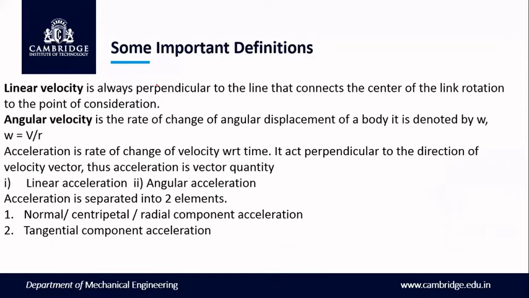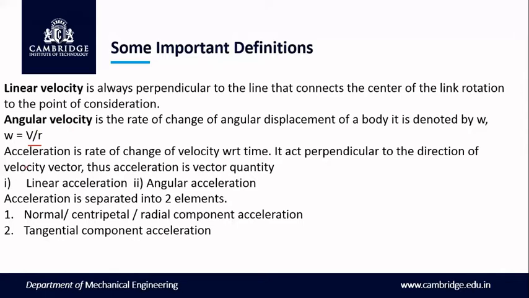Linear velocity is always perpendicular to the line that connects the center of link rotation to the point of consideration. This will be useful while drawing the velocity polygons. While drawing the velocity vector, we should take it perpendicular to the line that connects the center of link rotation to the point of consideration. Angular velocity is the rate of change of angular displacement and is denoted by omega. It can be calculated as the linear velocity divided by the length of the link.